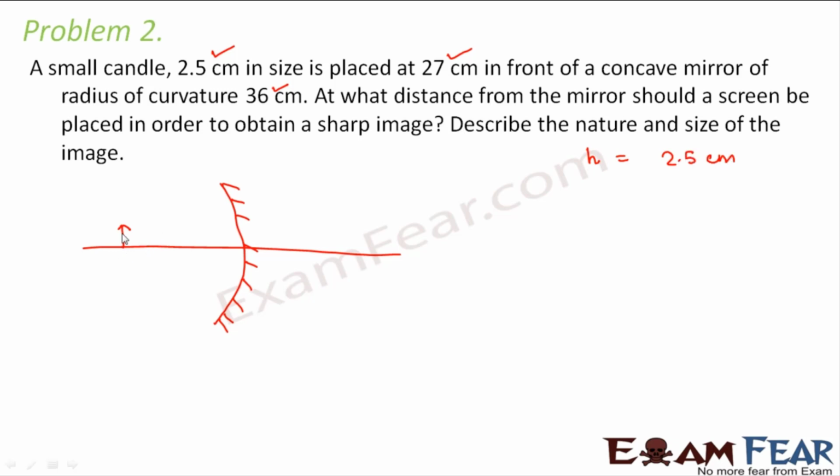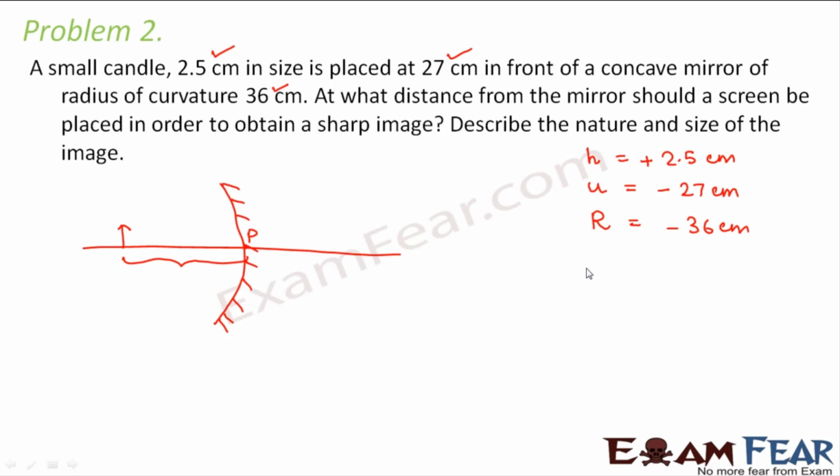Now since it is above the principal axis, this would be positive. And it is placed at 27 centimeters in front of the concave mirror. That means the object distance is 27 centimeters. It is on the left hand side of the pole, therefore it is negative. The radius of curvature is given as 36 centimeters. So the radius of curvature for this sphere will also fall on this side. So this would be negative, right?